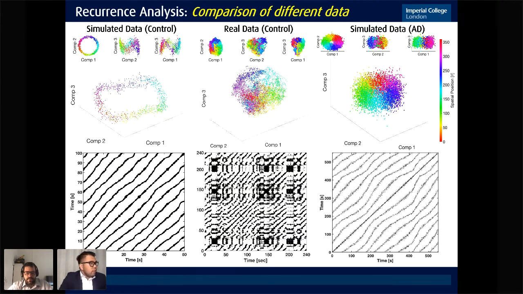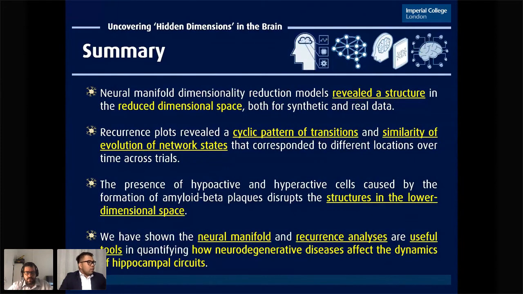So in summary, neural manifold dimensionality reduction models revealed a structure in the reduced dimensional space, both for synthetic and real data. The patterns depicted in the recurrence plots revealed a cyclic pattern of transitions and similarity of evolution of network states that corresponded to different locations over time across trials.